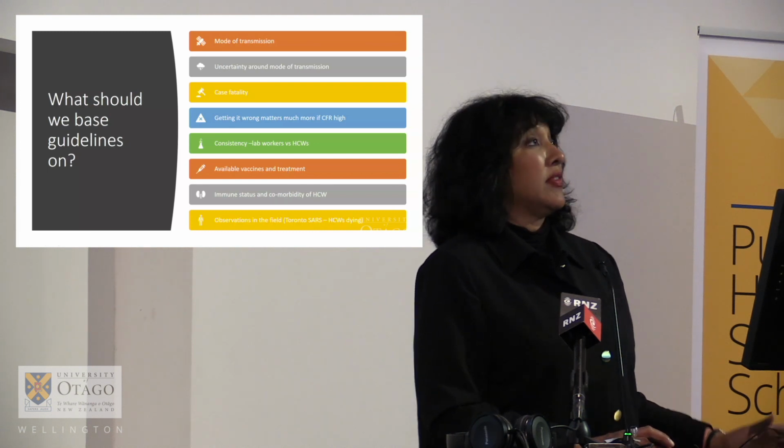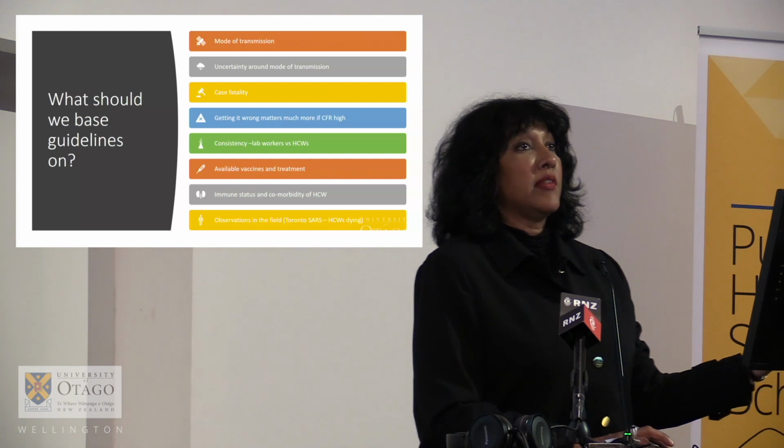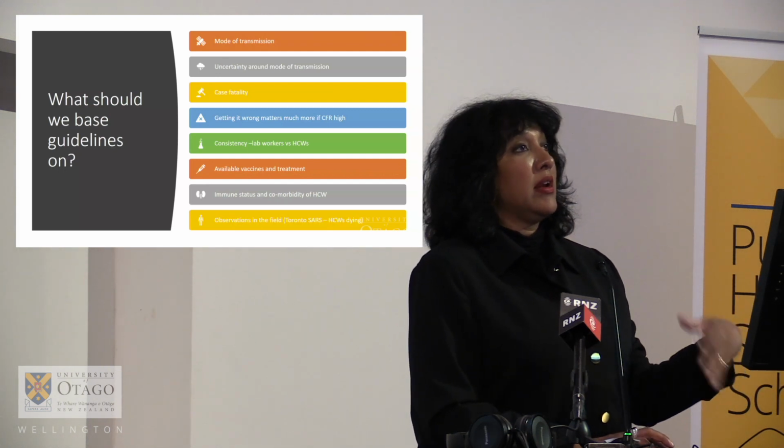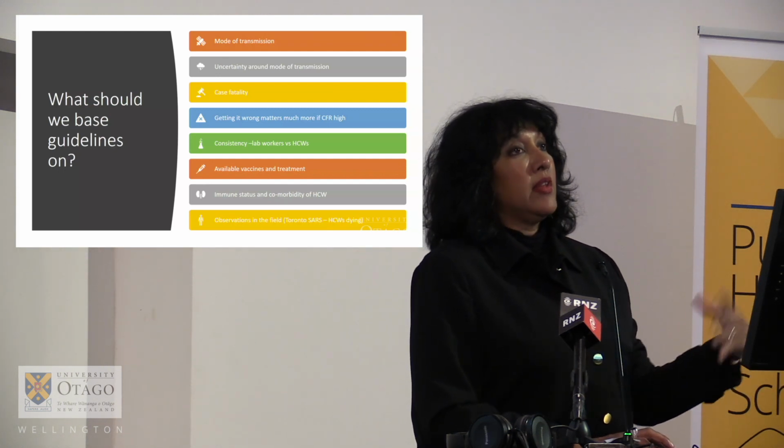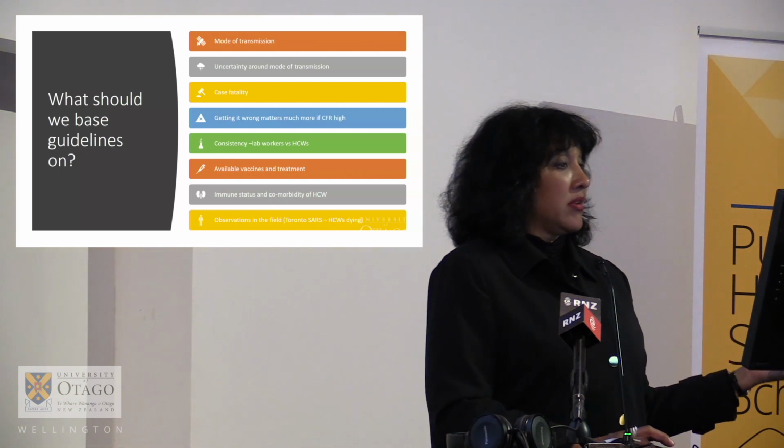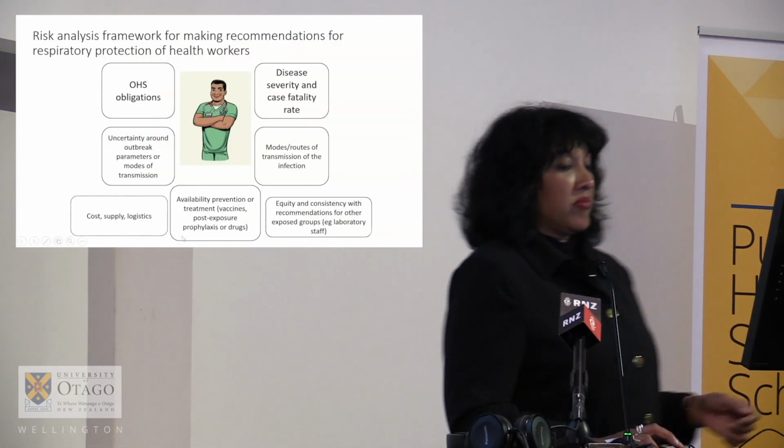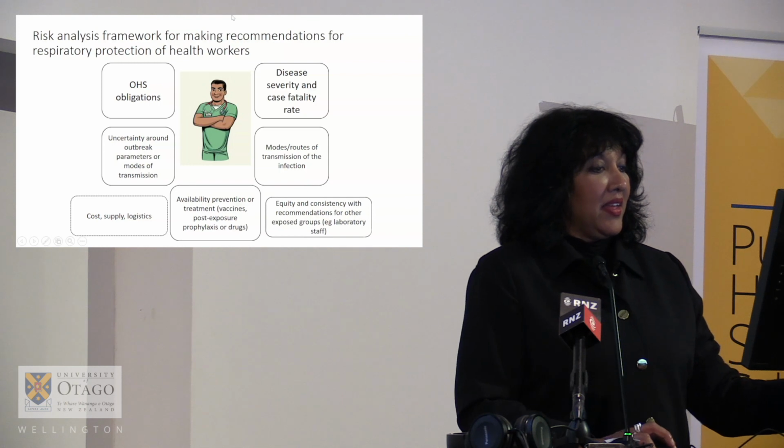And what's the immune status and comorbidity of your health workers? What are the observations in the field? For example, in Toronto during SARS, they recommended masks and healthcare workers died. And then they changed their recommendation to respirators. That's just a risk analysis framework.